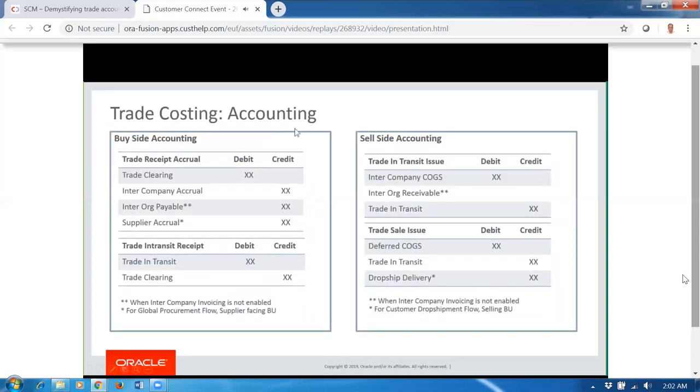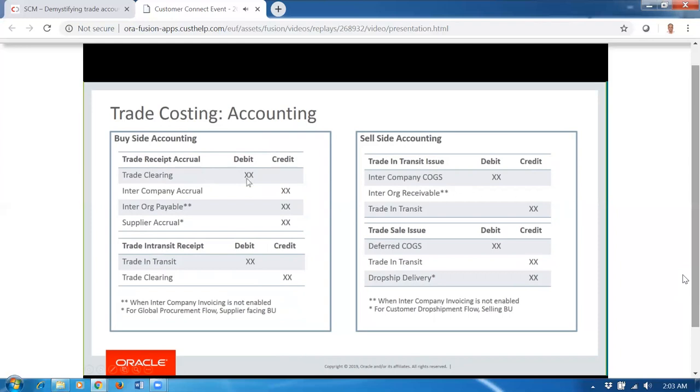This is again a sort of core accounting, but still it is very useful for us to understand because it summarizes the different events we were introduced to in our previous slide, and the accounting each of those events would carry. If you see the trade receipt accrual, which I said would supplement our buying side of the event whenever there is a receipt, it basically has two legs, the debit and credit leg.